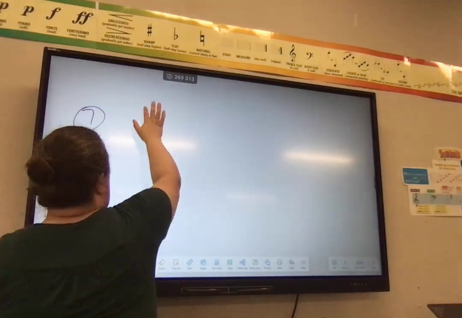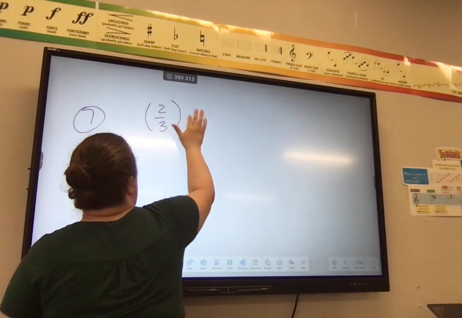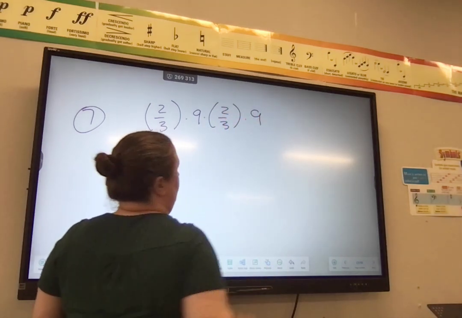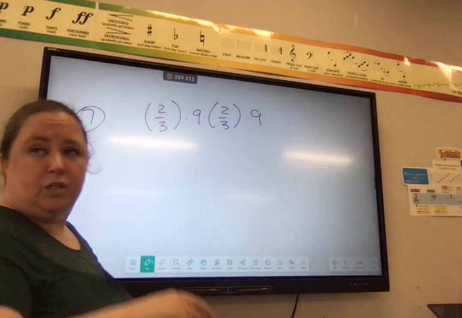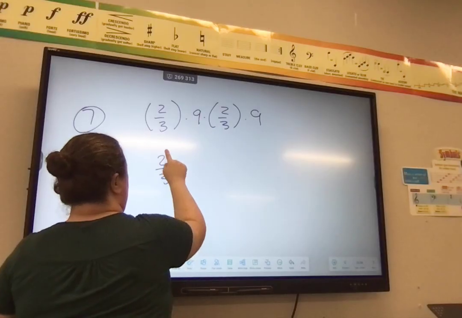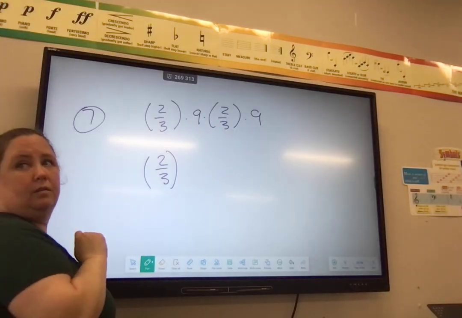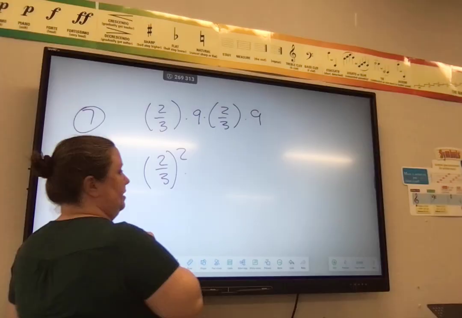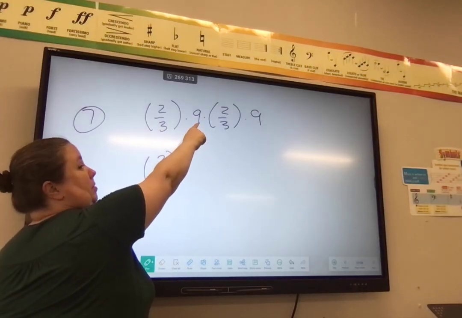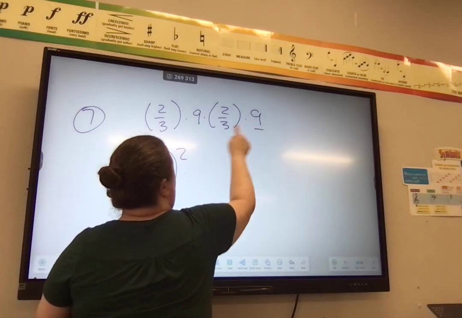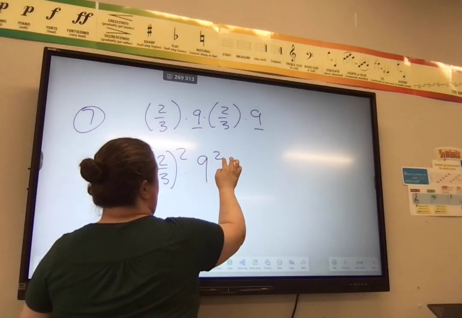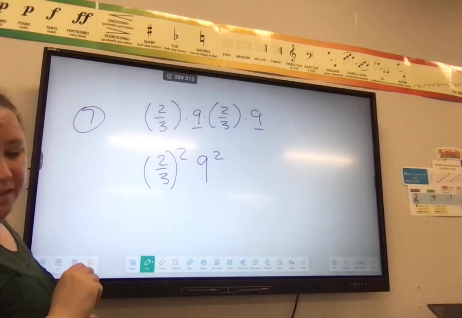Number 7, we have 2 over 3. Okay, so how many bases do I have here, Lexi? 2. So one of them is 2/3. How many of those do I have? 2. Yep, so I put a little 2. And then my other base number would be the big number, what I'm looking at. 9. So it'd be 9. And then how many of those do I have? Okay, and then you would simplify this further by doing the math.